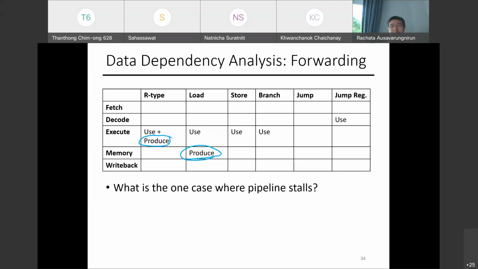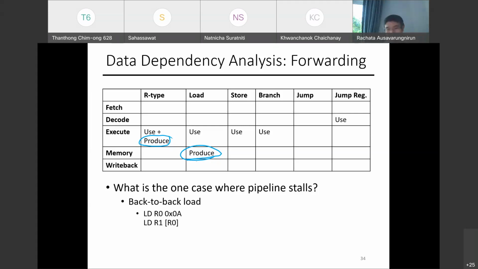And that's when there's a gap between, yes, exactly. There's an answer on the chat that says load, right? Let's be more precise. Load after load. Because the first load doesn't know the data until what? Until memory, right? Things like back-to-back loads will stall the pipeline.